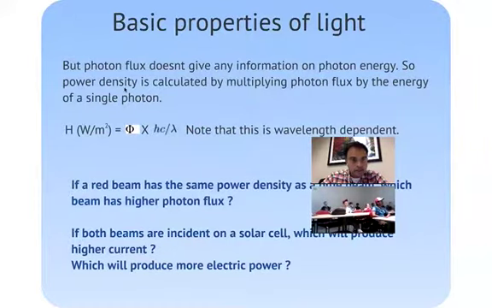Then we can define power density. Power density is, as we saw before in the first week, in watts per meter squared. It can be calculated by multiplying the photon flux by the energy of a single photon. So H, the power density in watts per meter squared, is the photon flux, the number of photons per second per meter squared, multiplied by the energy of each of those photons, which is hc over lambda, in joules. Now, there's a very important caveat here: this is wavelength dependent. You can see it right there. So my power density depends on the color of the light, or on the spectrum of the source. It's a very, very important concept here.